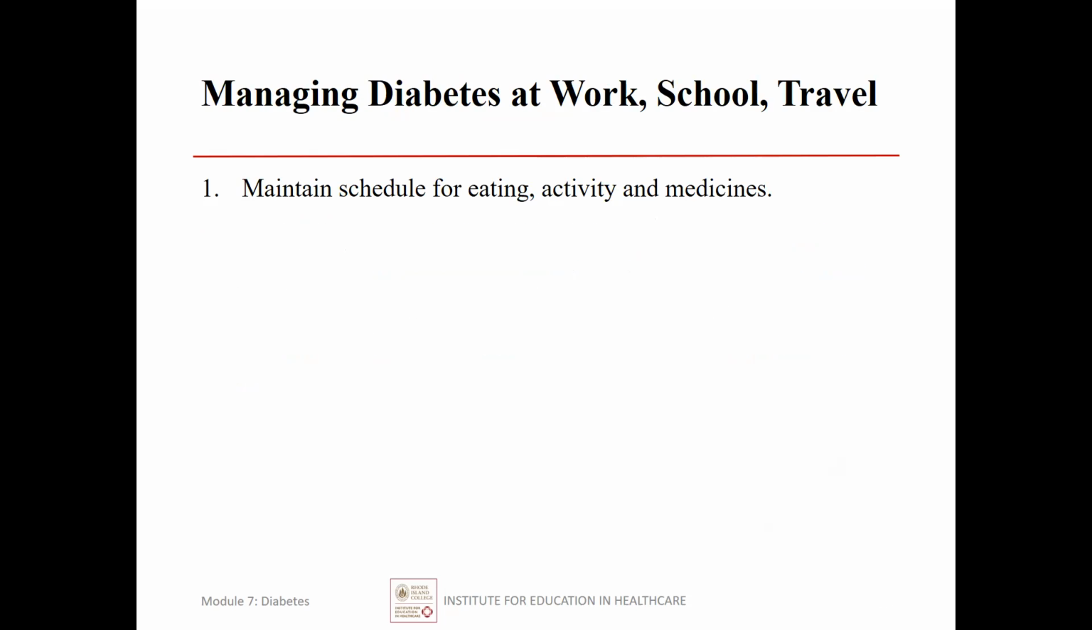One of the important things for diabetics to plan for is how to manage their diabetes when they're outside the house, so when they're at work or they're at school or they're traveling. One of the most important things they can do is to maintain a schedule for eating, activity, and medicines, and that means planning ahead. So they should plan their meals and their snacks ahead of time, especially when they're traveling, right? When they don't have complete control over going into the kitchen for something to eat. They need to bring food with them so they can have control over what they eat and when they eat it.